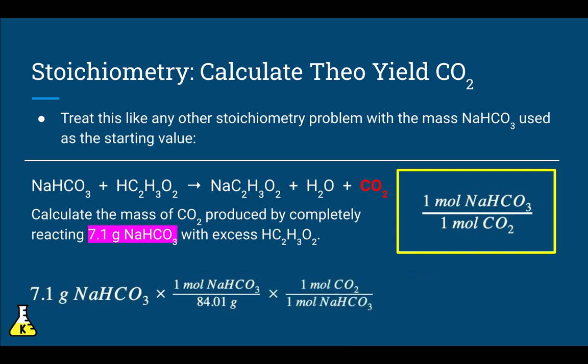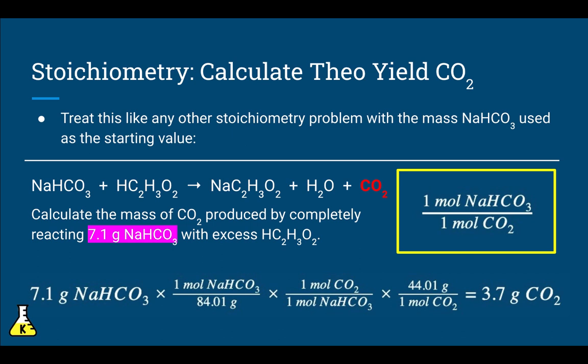We'll use our mole-to-mole ratio second to convert how much sodium bicarbonate we have into how much carbon dioxide we should produce. And then last but not least, we'll convert the moles of carbon dioxide produced into grams of carbon dioxide. And I now know, after plugging all this into my calculator, that my theoretical yield should be 3.7 grams of carbon dioxide. And again, what this means is that when I really perform my experiment in just a few moments, I should expect to get just about 3.7 grams of carbon dioxide out as a product.